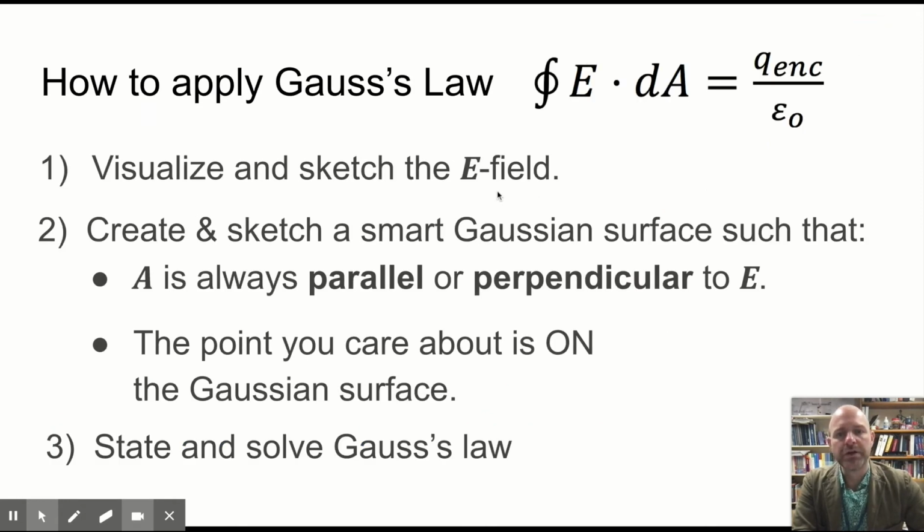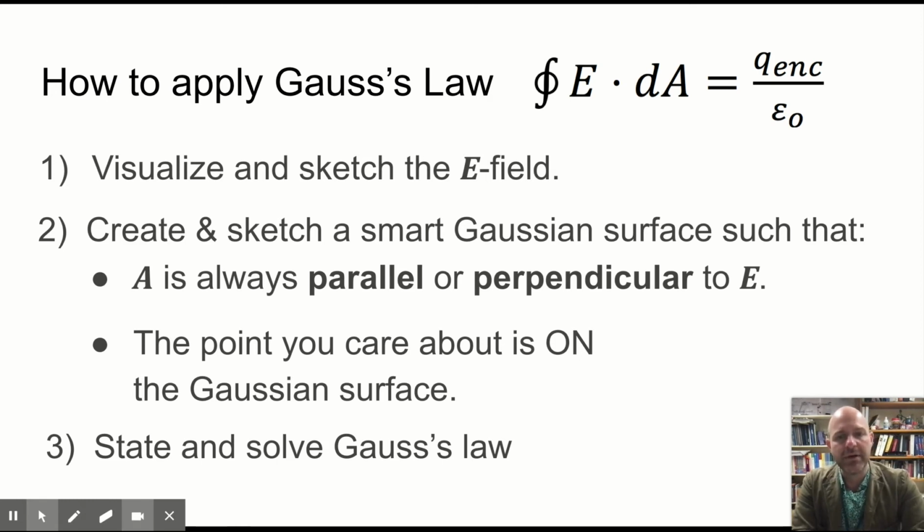So we're going to do 3 things. We got to figure out what the electric field looks like just direction-wise, and this is using what we understand about how the electric field behaves. Then we're going to create a Gaussian surface, and this is the new piece. This is the special physics thinking for Gauss's law.